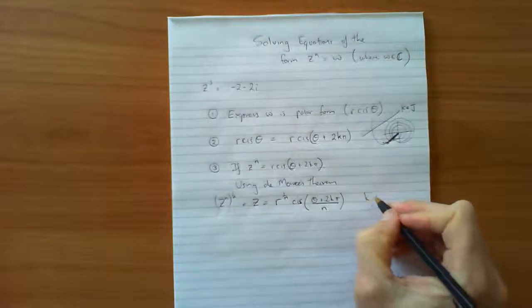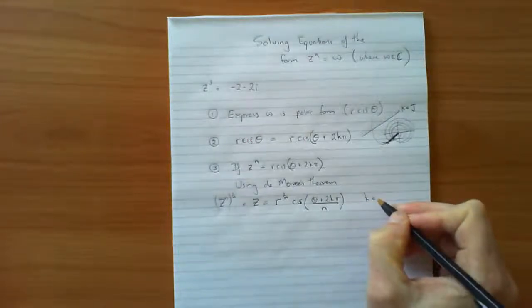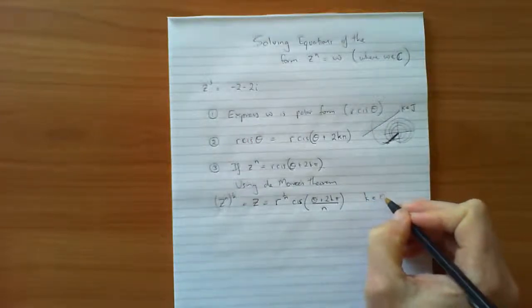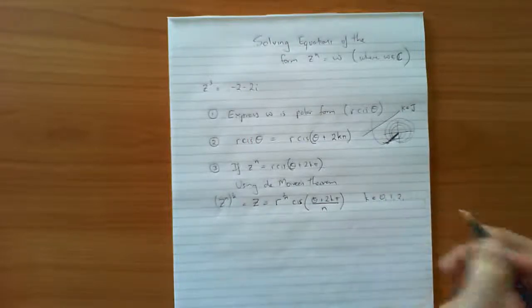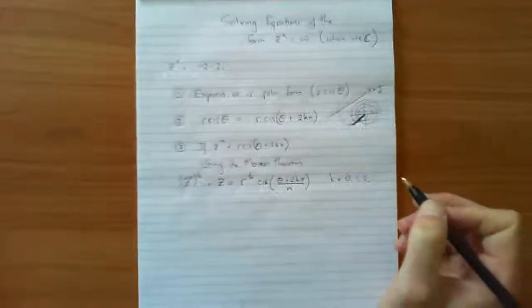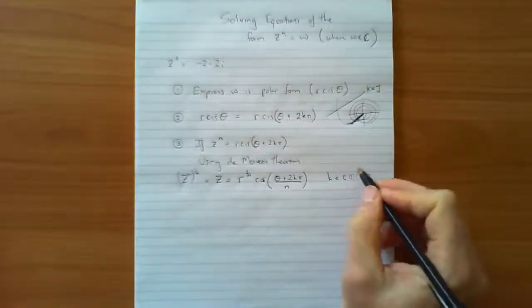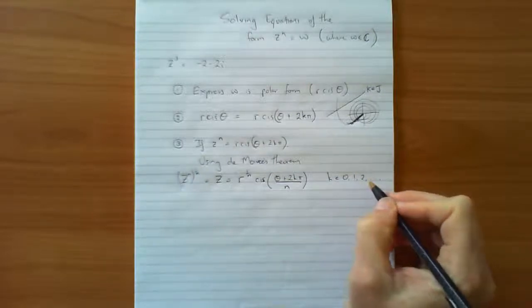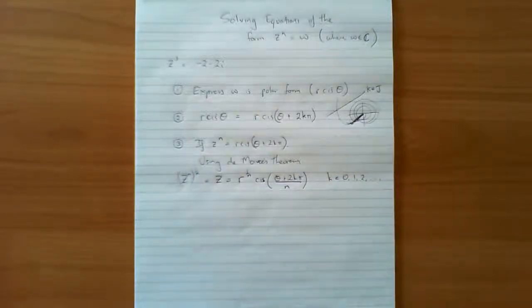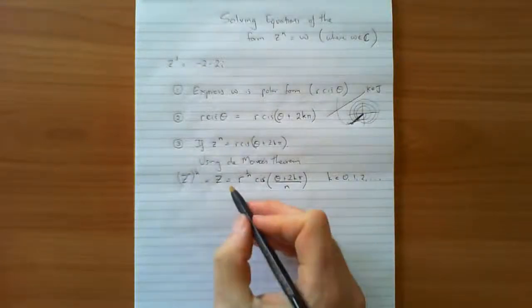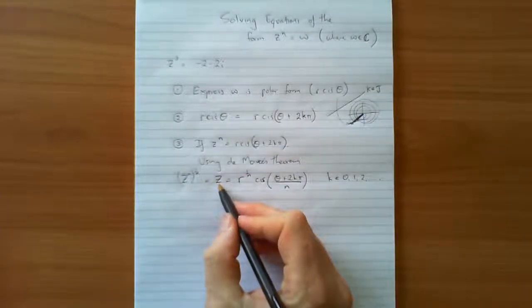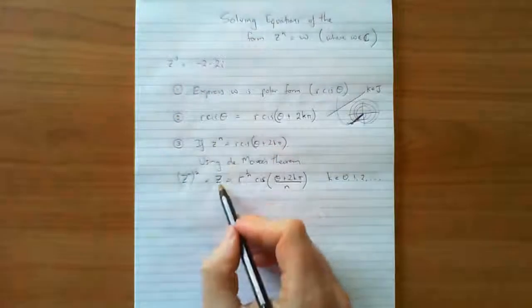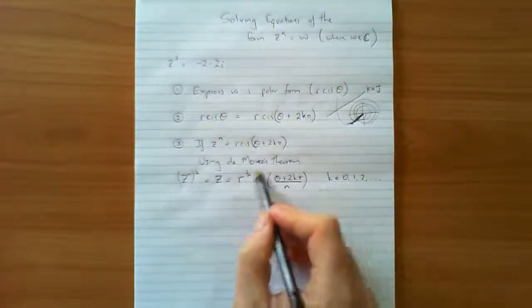where k, remember, is 0, 1, 2, and so on. You'll know how far for k to go when we do a specific example. And there we will have our solutions. We wanted z, and we've got z equals this.